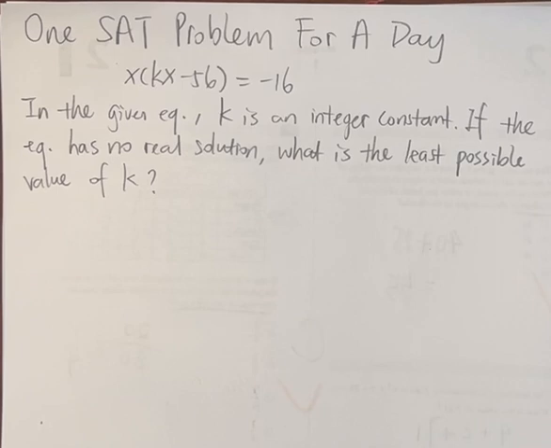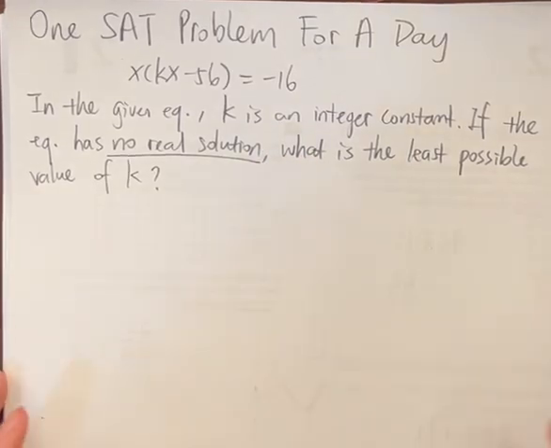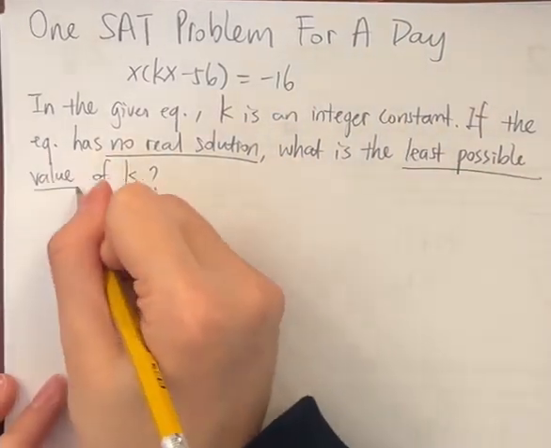Today we're going to be dealing with this type of question. It is asking: in the given equation, k is an integer constant. If the equation has no real solution, what is the least possible value of k?